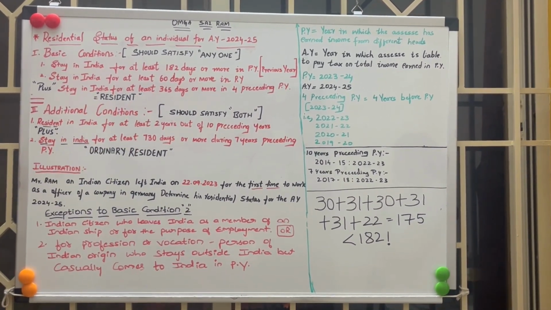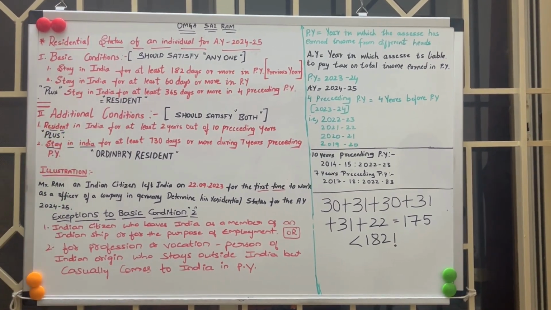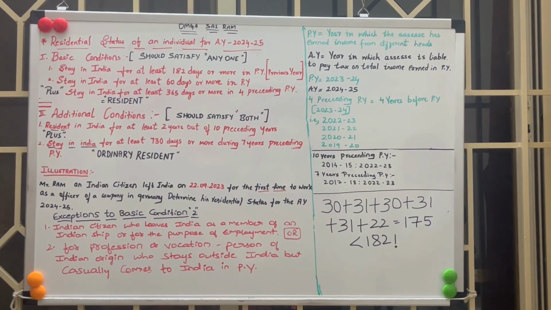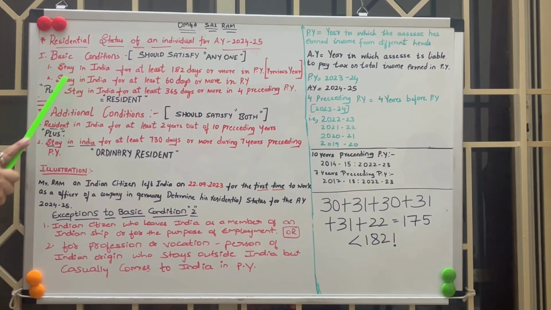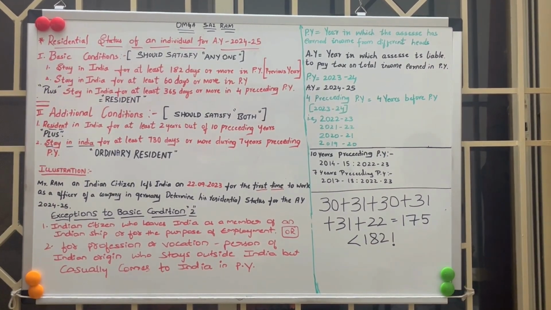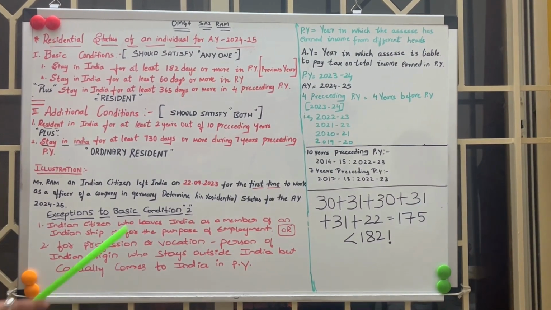Now, what are these additional conditions? First one, he should be resident in India. So focus on the word resident here. Resident means he should have fulfilled any one of the basic conditions in at least 2 years out of 10 preceding years. Now, what does 10 preceding years mean?